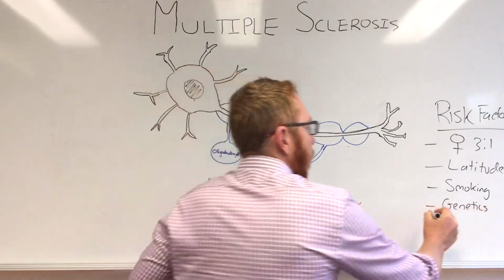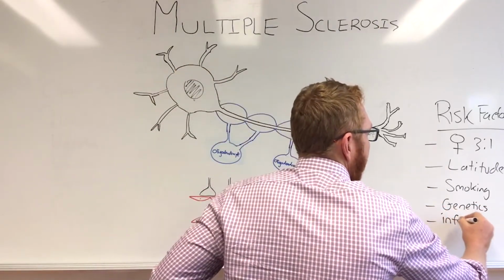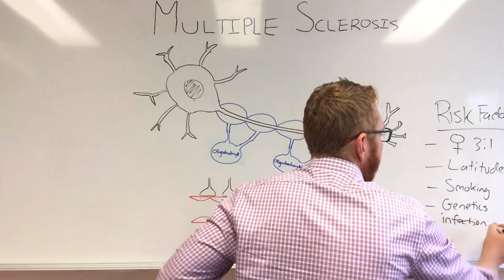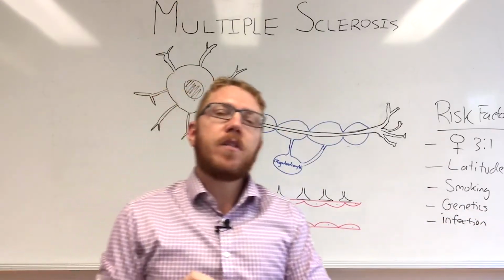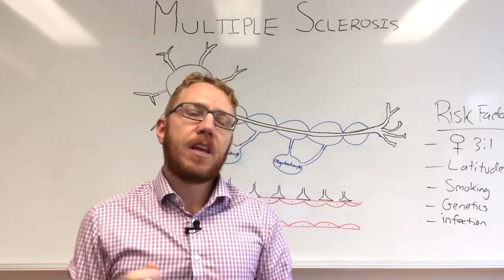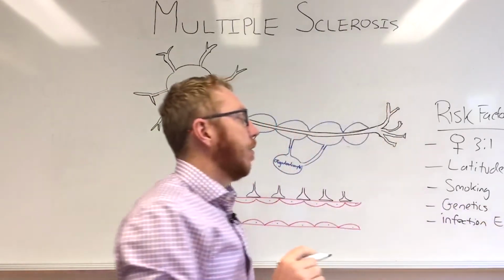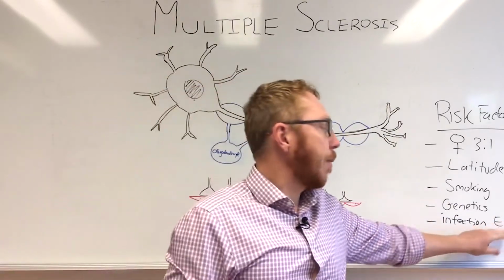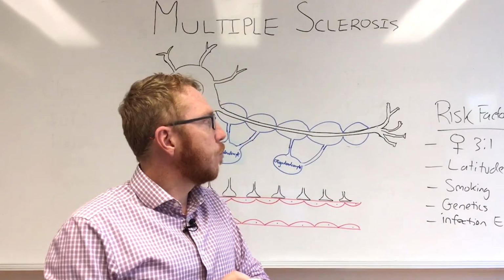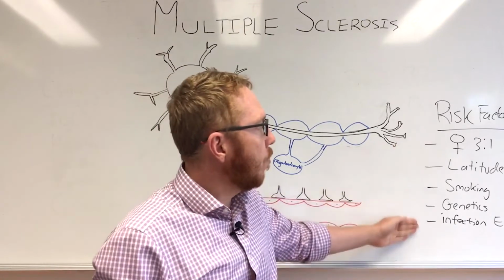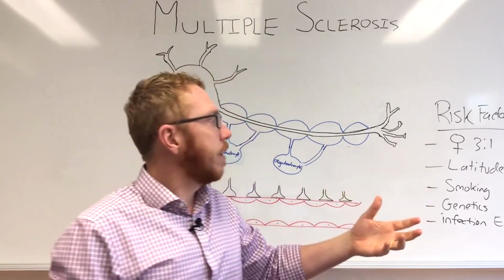And then finally, we do have infections. There are a number of infections that are associated with MS, but the strongest one seems to be Epstein-Barr virus, so EBV. There are other bacteria and viruses, but it seems like Epstein-Barr has the strongest risk. So these are the most common risks that are presented in the literature.